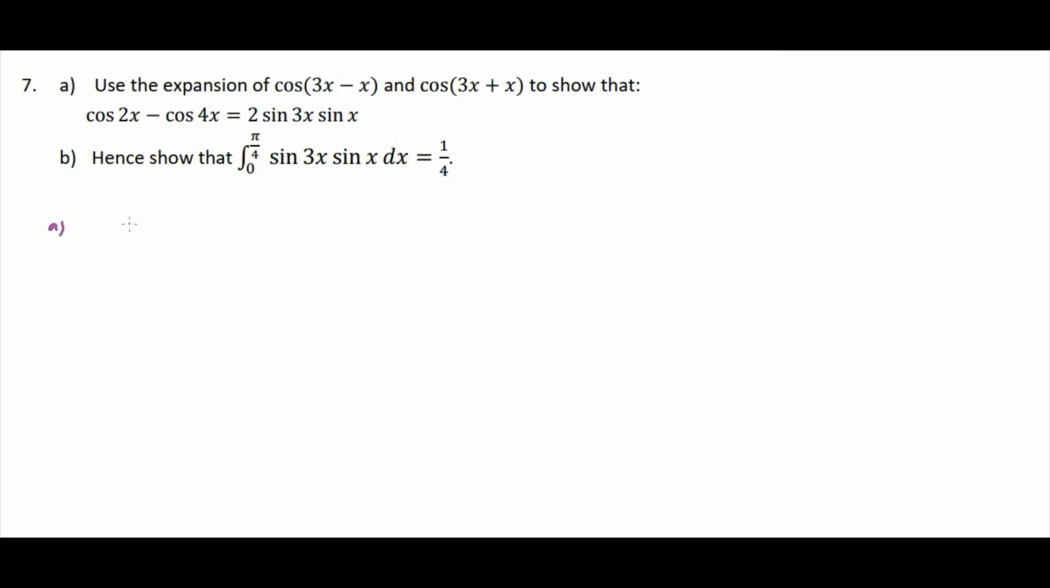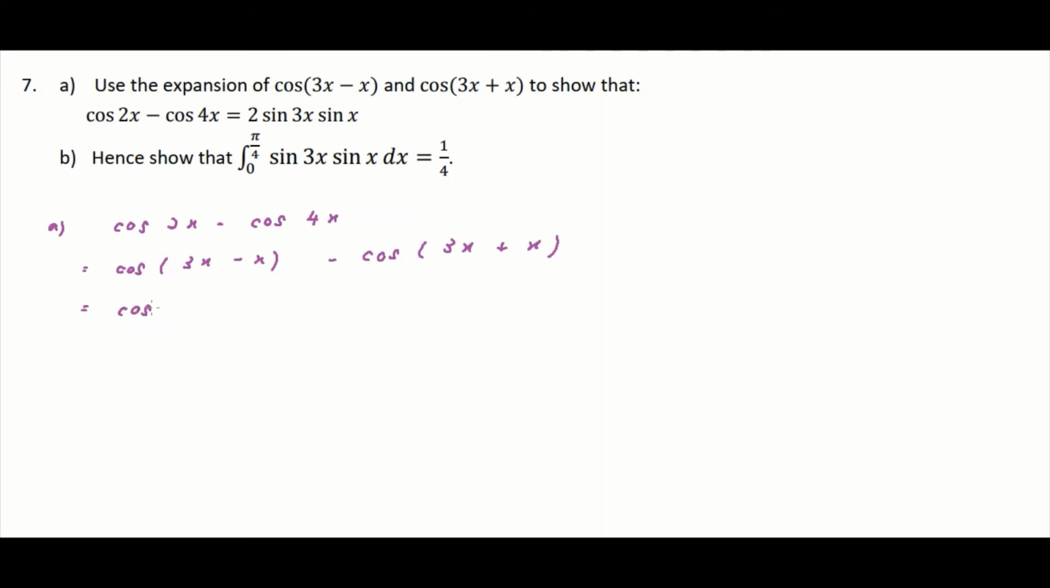Okay, part A. Use the expansion for cos(3x minus x) and cos(3x plus x) to show the following statement. So we start from cos 2x minus cos 4x. The question wants us to use the expansion. For us to get 2x, you will need to use 3x minus x. Then to get 4x, you will need to use 3x plus x. Now you have the form cos(A minus B) minus cos(A plus B). So we can use the compound angle formula that we learned previously to solve this.